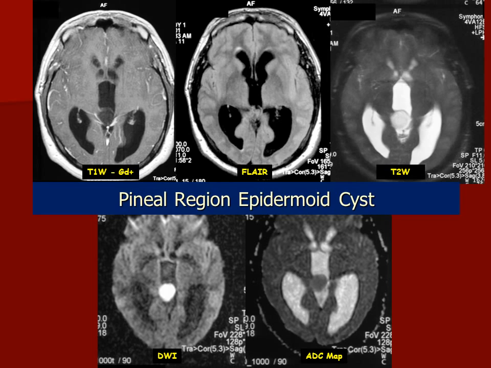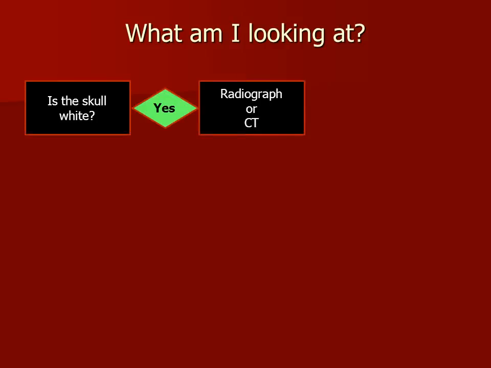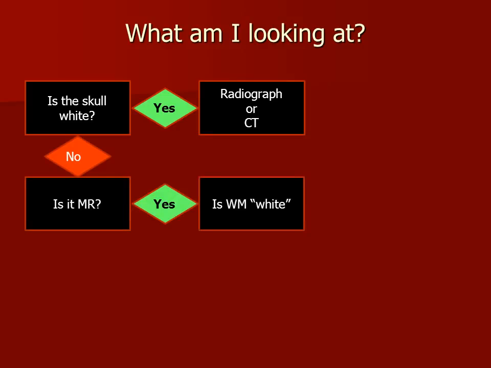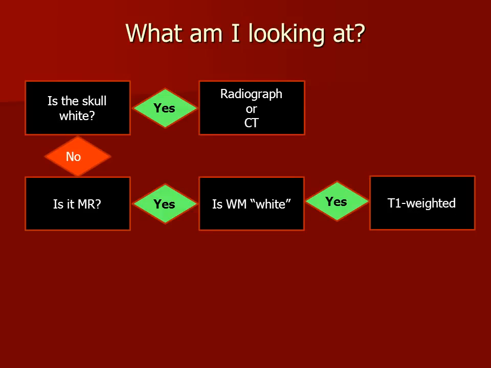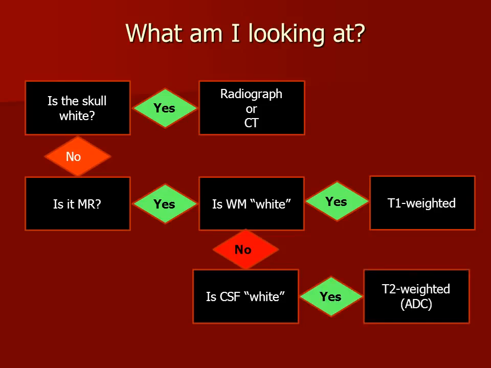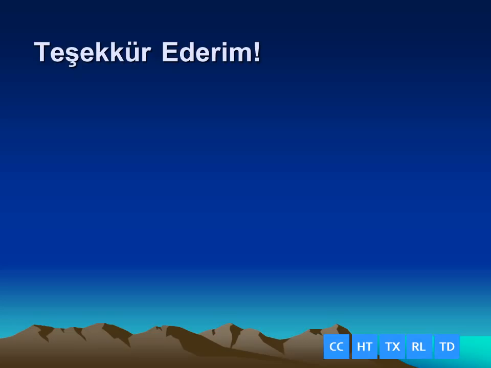for the different pulse sequences, or we can sort it out by using our algorithm. If the skull is white, it's a radiograph or a CT. If it's an MR scan and the white matter is white, and typically water is dark, it's going to be a T1 weighted image. If white matter is actually darker than gray matter and the CSF is white, it's probably a T2, but it might be an ADC map. And if CSF is dark, it might be a FLAIR image or a diffusion weighted image.